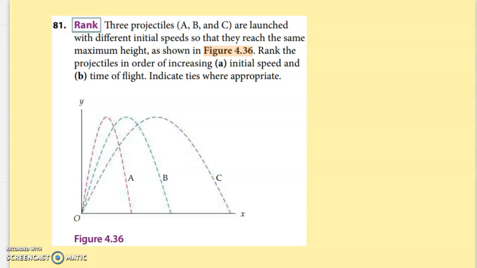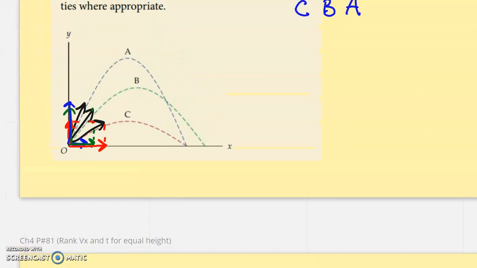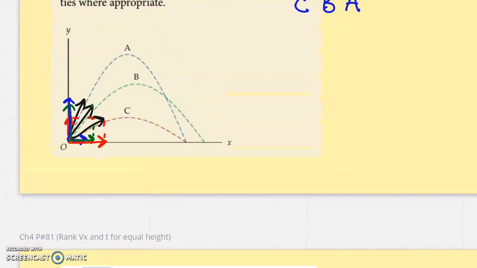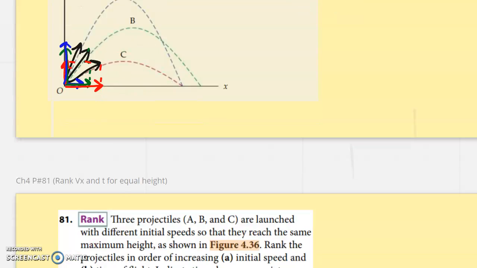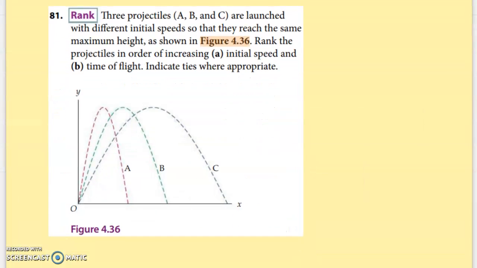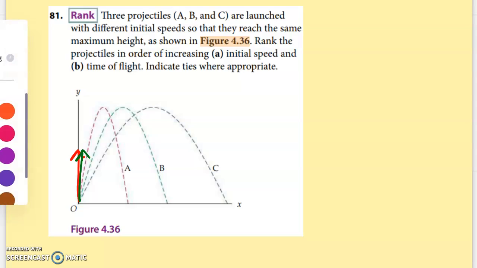81's a real thinker. On 81, all of these projectiles get up to the same height, and they want you to rank them in increasing initial speed and time of flight. Well, if you're paying attention, on the last one they had different initial velocities, and that's why they had different y velocities, and so that's why they got to different heights. Now here, they all get to the same height, so that tells me that they all had the same initial y velocity. So A has a y velocity, maybe it's that big. So does B, and so does C.